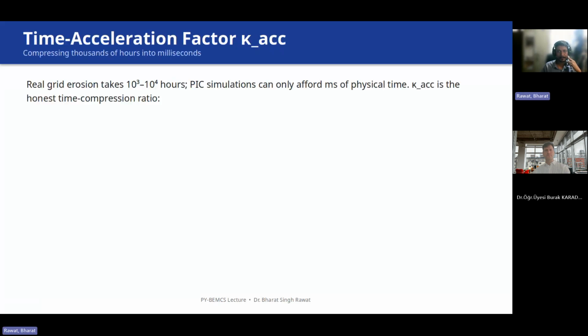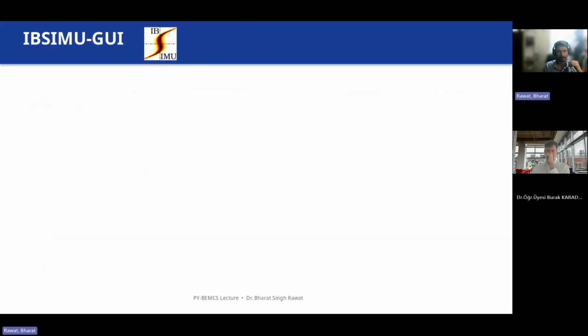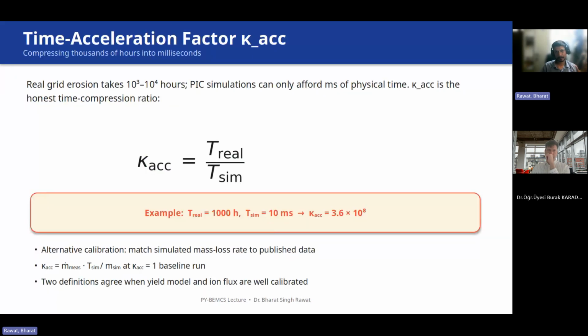And then there is this factor called K acceleration, which is accelerating your simulation by a factor of millions to see the sputtering at a faster rate. This is defined by the ratio T real by T simulation. So let's say you have a 1,000-hour test and your simulation is only, let's say, 20 milliseconds. If you want to compare both, you just take the ratio and it gives you an approximate acceleration factor, which you can change while running your code. Until now it was all related to acceleration, and there are other things which I can show you during my demonstration of the code.